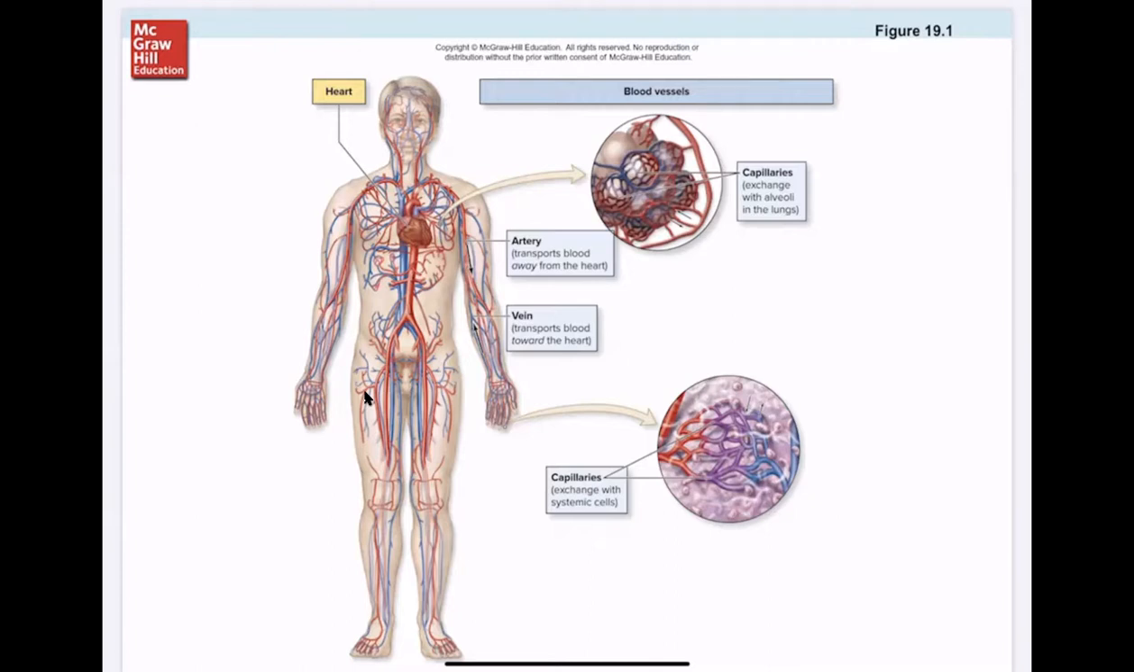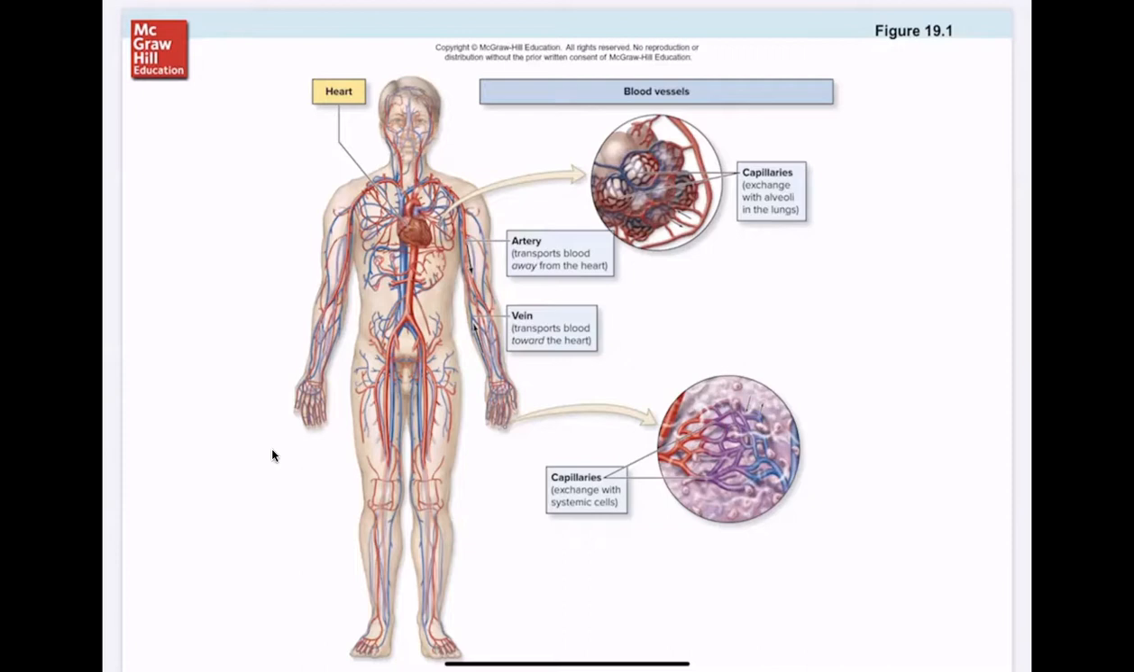Arteries carry blood away from the heart. So remember, arteries away. Veins are going to carry blood towards the heart. And then capillaries are your smallest blood vessels, and these smallest blood vessels are a site of exchange. And when I say site of exchange, what I mean is that this is the place where nutrients are going to be diffusing out of the blood into the tissue, and the waste is going to be picked up by the blood.